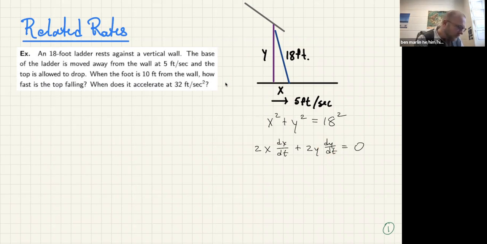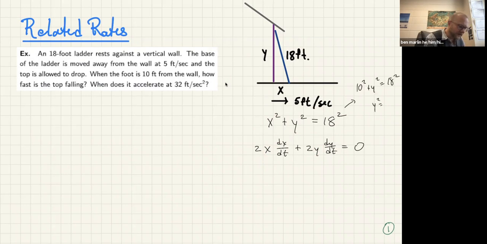And all of the other information is given to us, x and dx/dt. Y is not actually given to us. I'm sorry, I lied to you about that. But it's something we can figure out by looking back to this equation. So if you plug in that you want the x to be 10, then 10 squared plus y squared equals 18 squared.